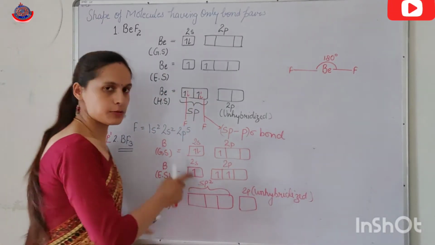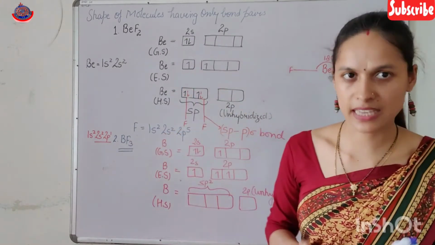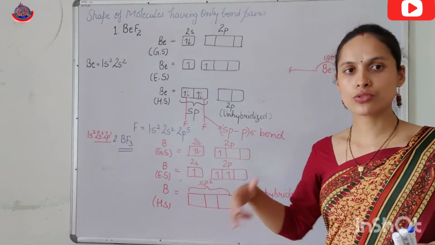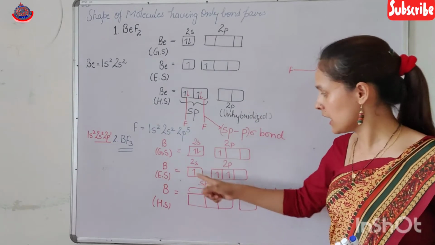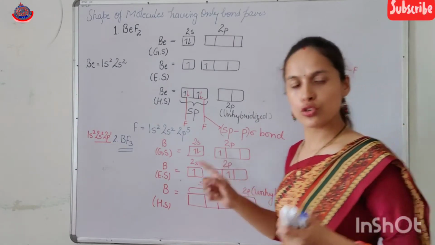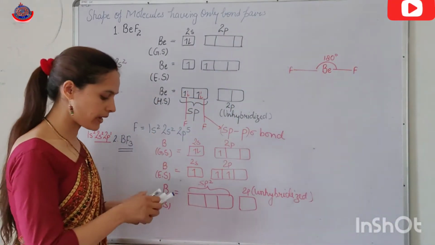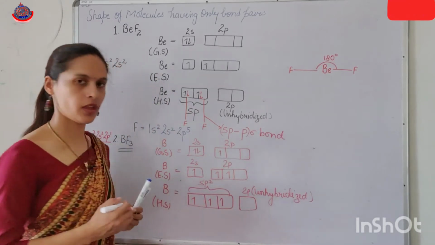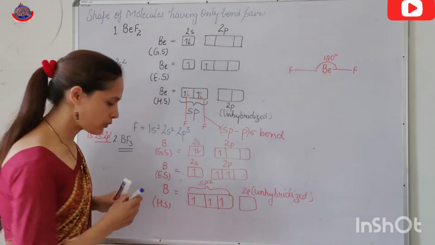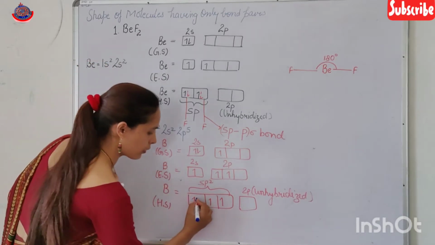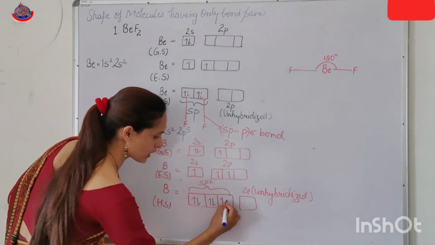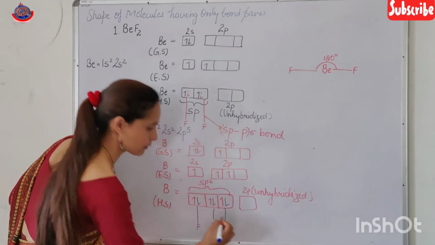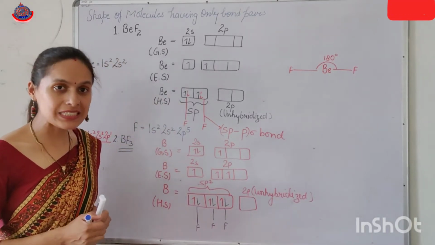Now, because all 3 sp2 orbitals have the same energy, they behave as degenerate orbitals. So the electrons will fill according to Hund's rule of maximum multiplicity. Here we have 3 electrons. So 3 electrons will fill one by one: 1, 2, and 3. Now the 3 fluorines will approach boron. 1 fluorine, 2nd fluorine, 3rd fluorine.